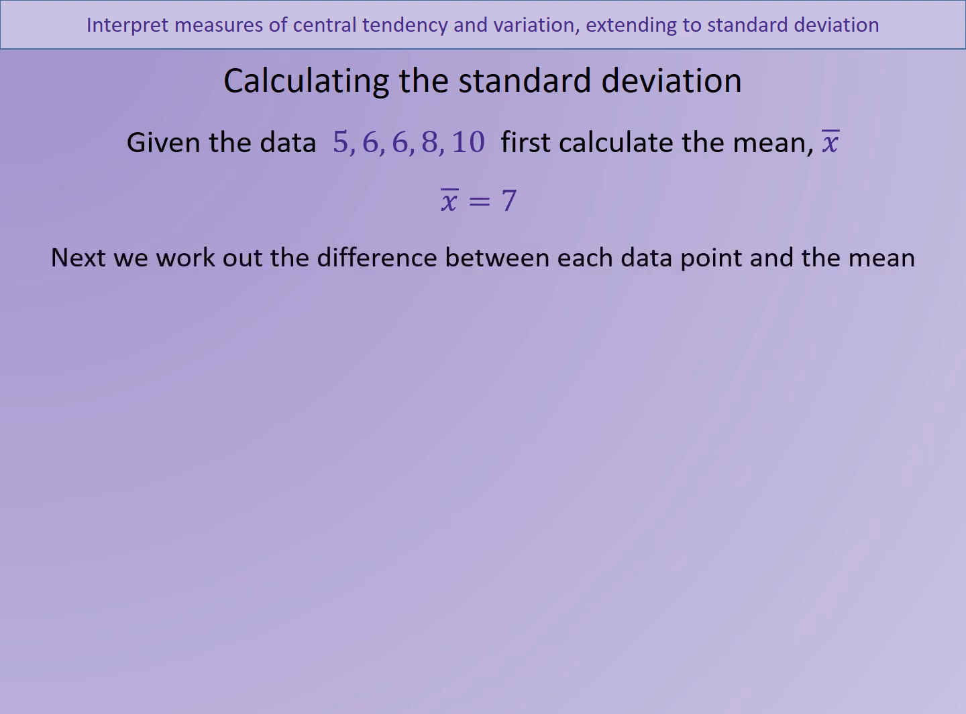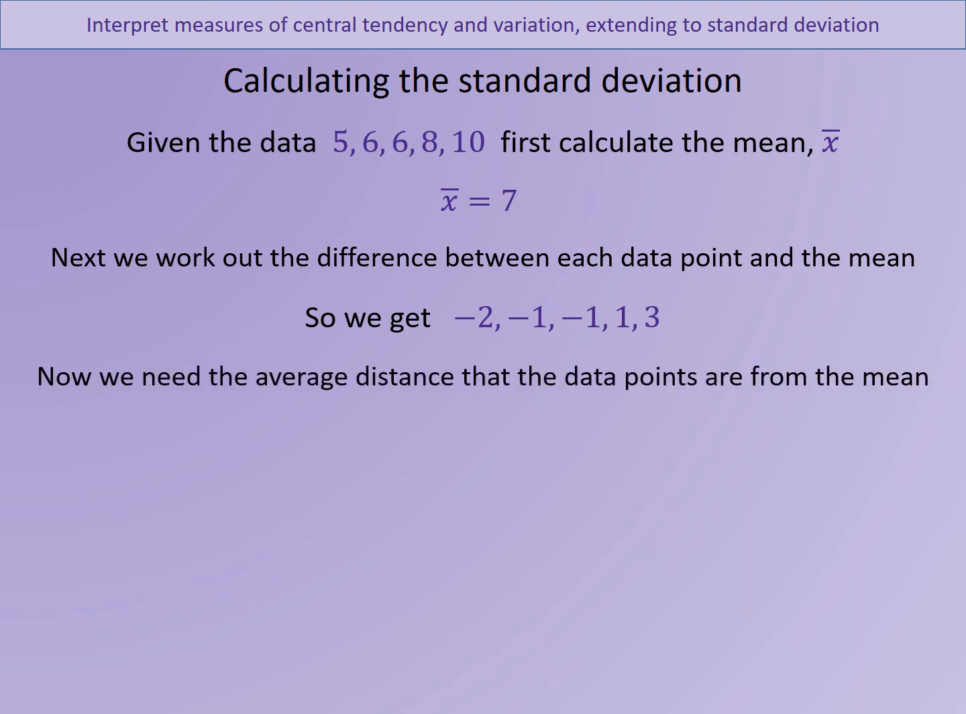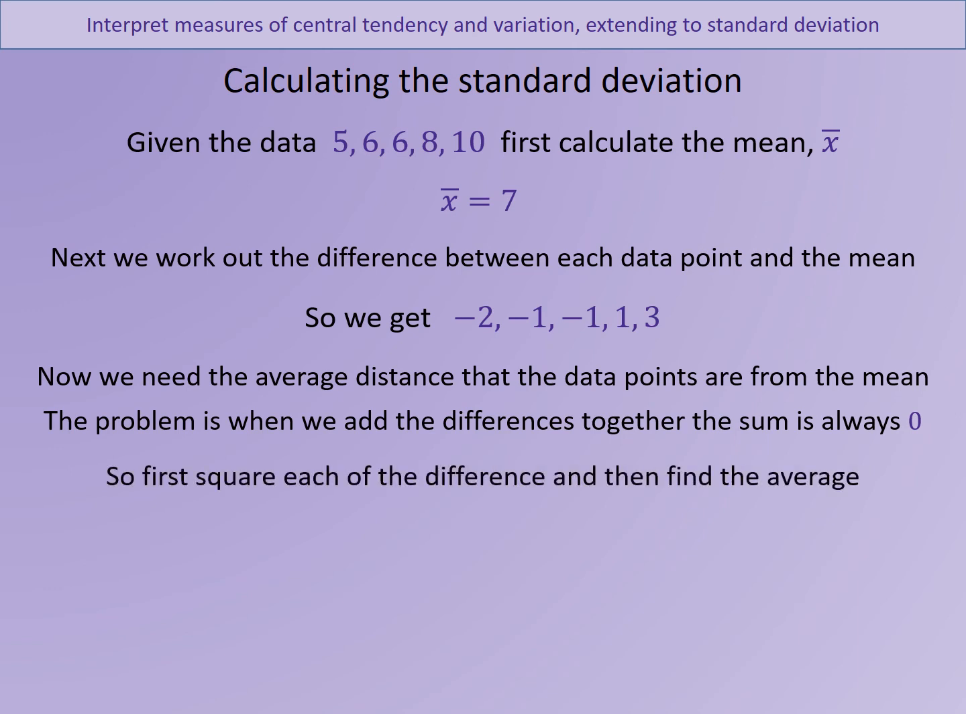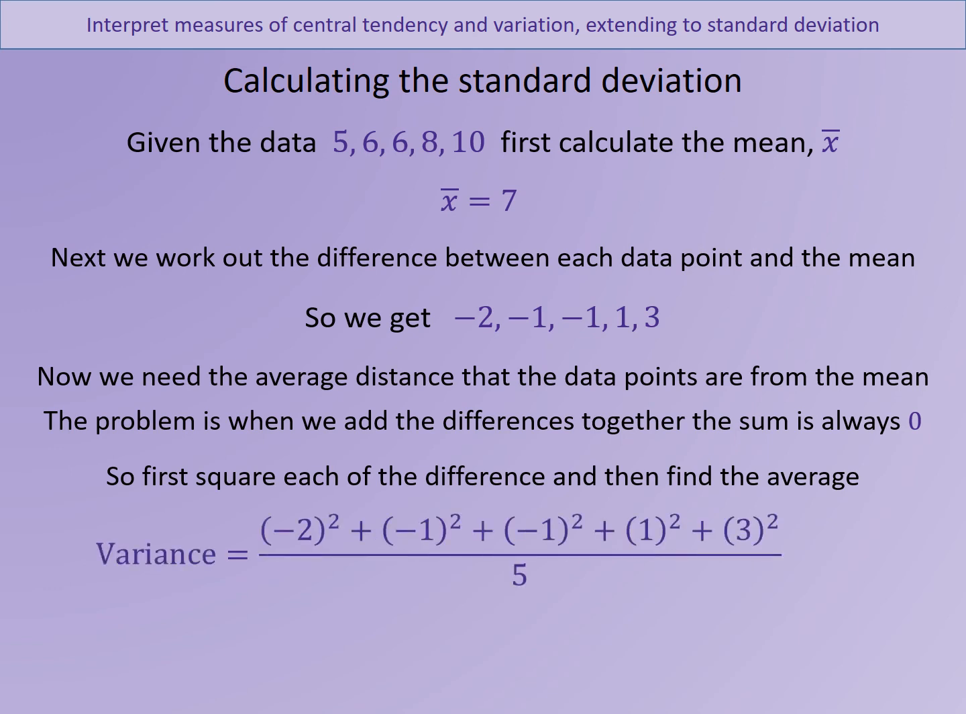Now in order for us to calculate the standard deviation, we're going to work out the difference between the mean and each of these data points. So the difference between 7 and 5, that would be -2. Between 7 and 6 is -1, and so on. From here we would work out the average distance from the mean. But the difficulty is now that if we add together all of these data points, it would come to 0. So instead of adding them together, because we have these negative values, we're going to square them first so all of those values are positive.